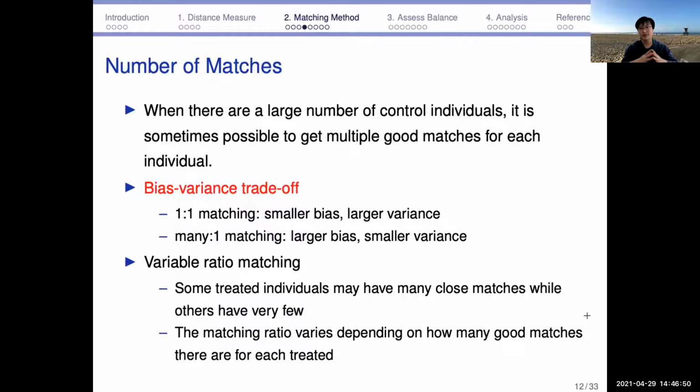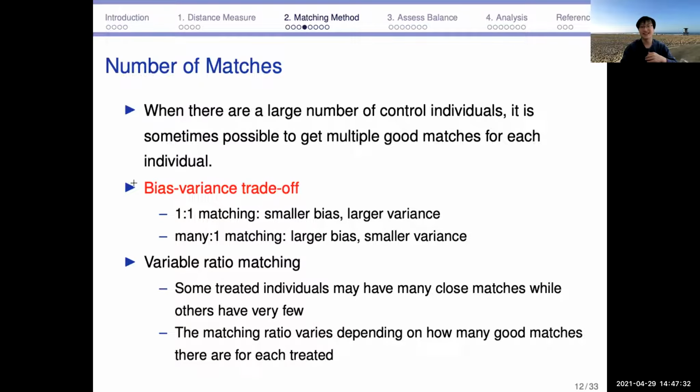The first one, number of matches. When there are a large number of control individuals, sometimes it's possible to get multiple good matches for each individual. In which case, especially if the data set is very large and the number of controls is far larger than the treated individuals, you might want to consider 2-to-1 matching or 3-to-1 matching, etc. So in this case, there is this bias variance trade-off consideration.